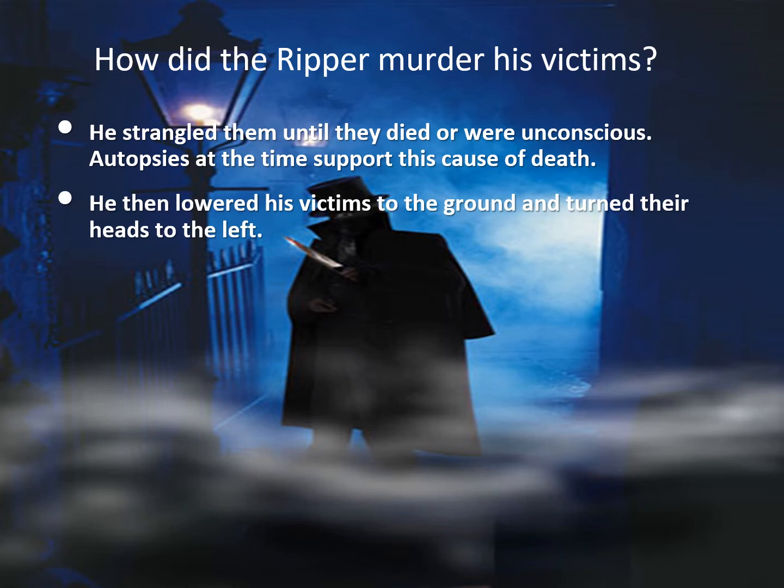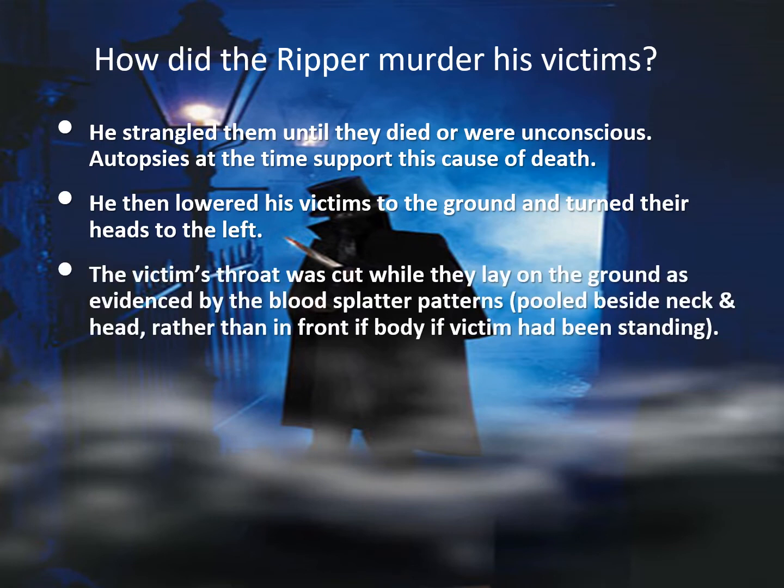After Jack the Ripper had strangled his victims, he lowered the victims to the ground and then he turned their heads to the left, always to the left, which was something he did with every victim. The victim's throat was then cut while they were lying on the ground, and that meant that the blood spatter pattern, the way that the blood came out of the body, actually pooled beside the neck and the head rather than in front of the body or splashing onto anybody else. So he was very careful not to get any blood on himself or arouse suspicion by having blood on him as well.